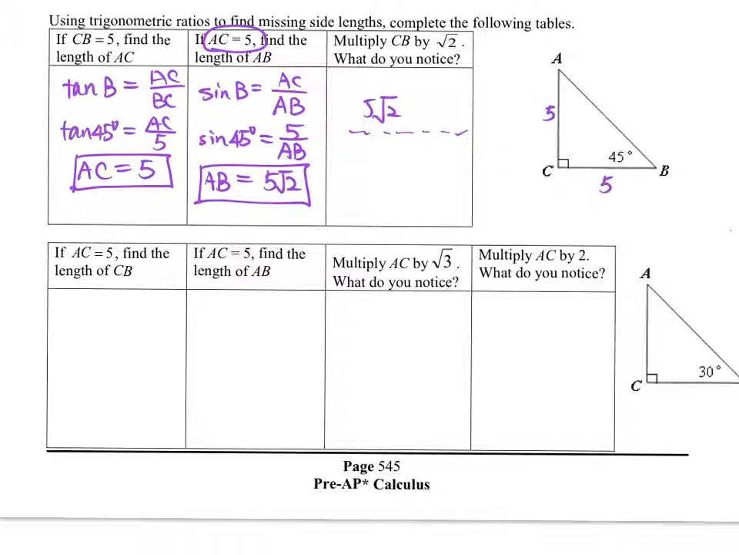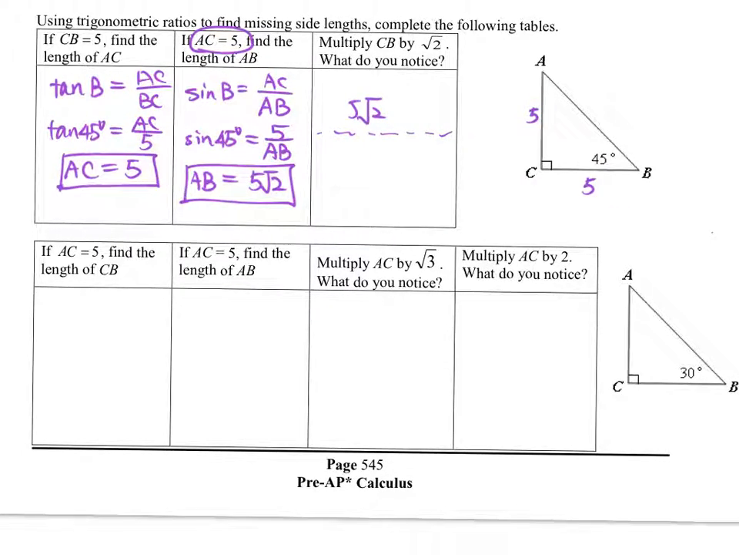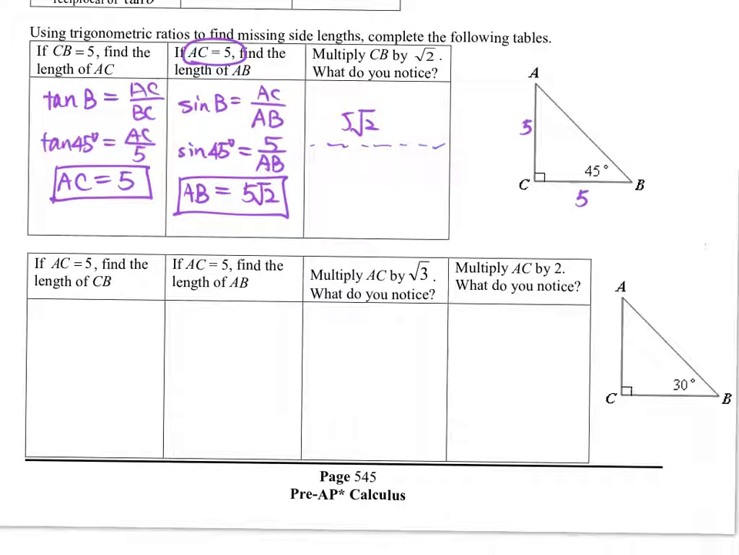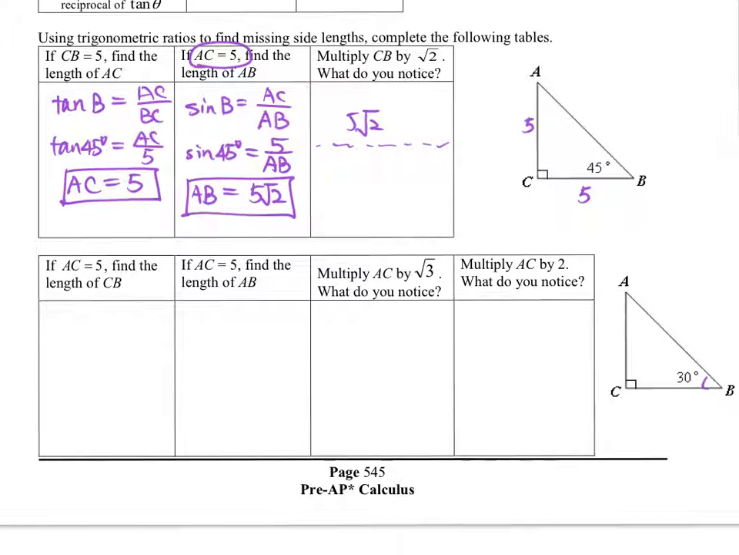Next problem, in this triangle here on the right, also ACB. Here's another special triangle with the angle B being 30 degrees. So let's see what we can do. It says AC is 5. That's good. We know one side, we know an angle. We're asked to find CB, and we can use the same method and use tangent and solve for CB.